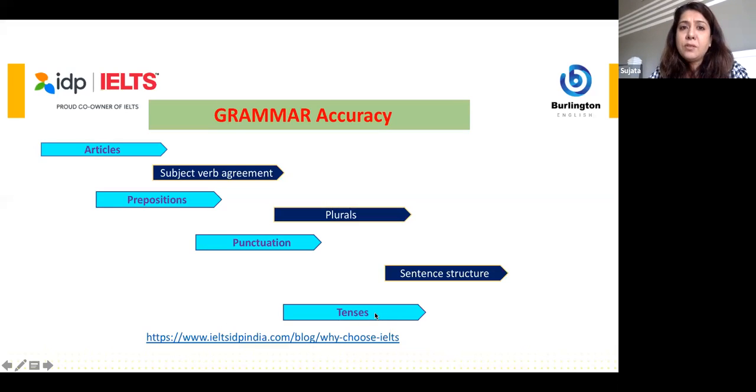territory. Tenses, so past, present, future, and of course, perfect tense. Yeah, let it be perfect. You'll get perfect scores.